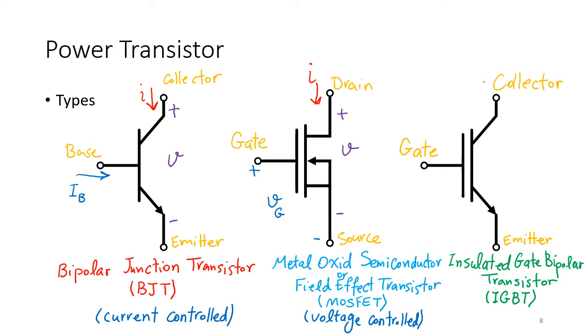So current, similar to BJT, goes from collector to emitter. Voltage is measured between collector and emitter. But similar to MOSFET, we use the gate voltage to signal, to command the switch to turn on or off. So this one is also voltage controlled.